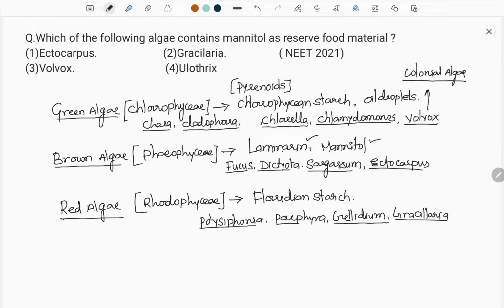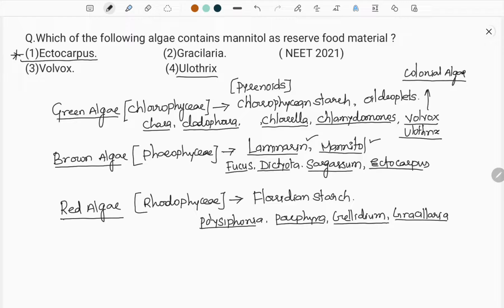Now let's have a look at the question here. Which of the following algae contains mannitol as reserve food material? Just by seeing Ectocarpus, Ectocarpus comes under brown algae or Phaeophyceae that store food in the form of Laminarin and Mannitol. So this is the right answer. And Gracilaria is a member of red algae that stores food in the form of Floridean starch. Volvox, a member of Chlorophyceae, stores food in the form of chlorophycean starch. Ulothrix is also a green alga that stores food in the form of chlorophycean starch, oil droplets, like that.